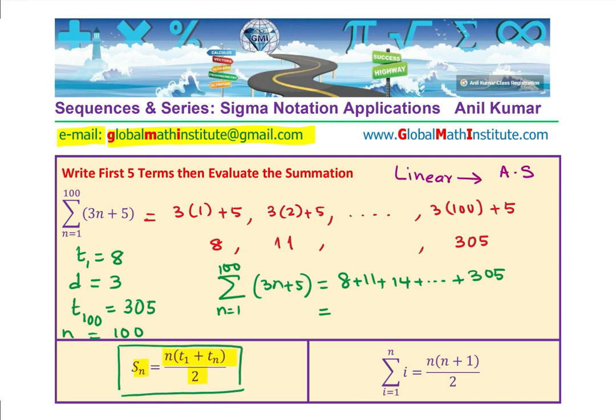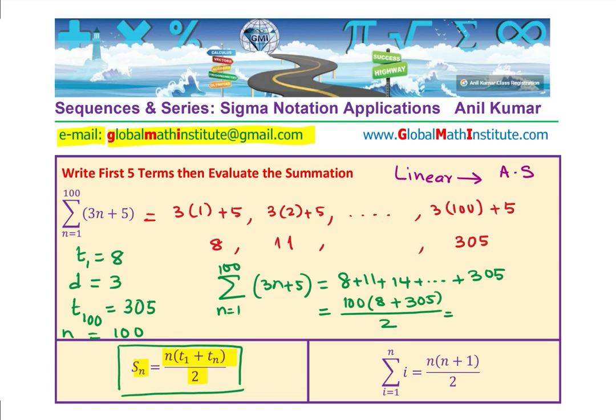Number of terms being 100, first term being 8, plus the last term 305, divided by 2. Is that clear to you? Correct? So that is how we can find the sum of this particular series.